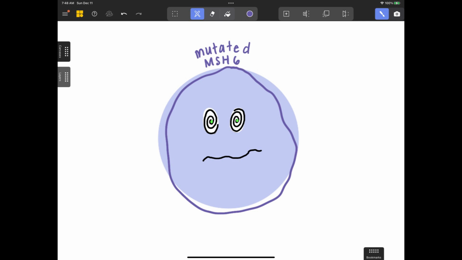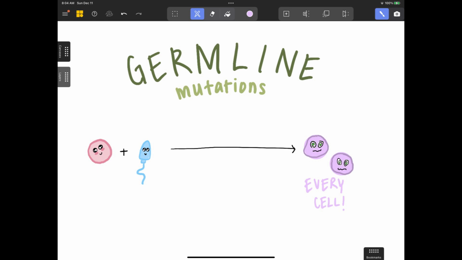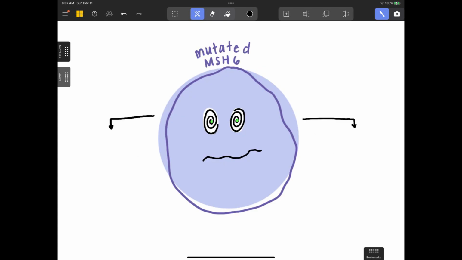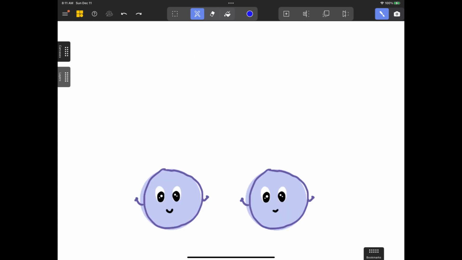Well, let's back it up a little. How do MSH6 genes become mutated? MSH6 can be transfigured through germline mutations, which are passed from parent to offspring. These are changes in the body's reproductive cells that become incorporated into the DNA of every cell in the body of the offspring. The mutated version of MSH6 leads to 2 major conditions: constitutional mismatch repair deficiency syndrome and Lynch syndrome. Let's start with CMMRD.